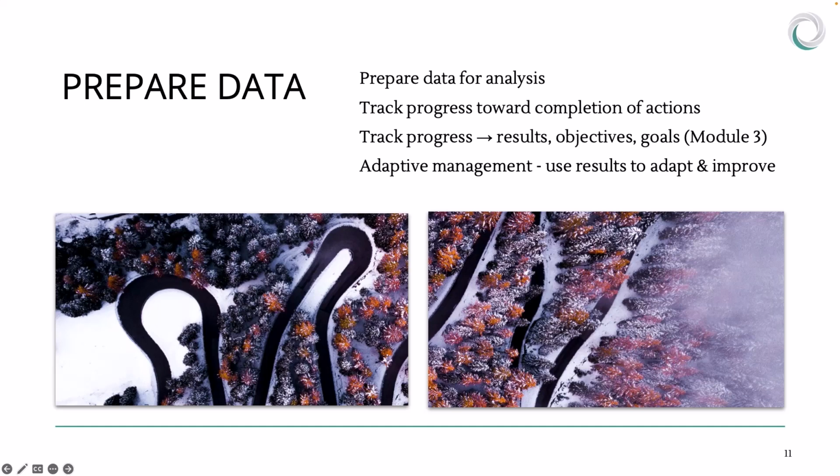We are now at the beginning of our Step 4 journey, which is preparing our project data for analysis. We'll learn how to systematically clean and prepare data for entry. And in this module, we'll learn how to track progress towards completion of actions. In the next module, we'll learn how to track progress towards the achievement of results, objectives, and goals. At the end of our Step 4 journey is adaptive management, which means using the results from our analysis of these data to make decisions and adapt management as needed to improve strategy effectiveness.